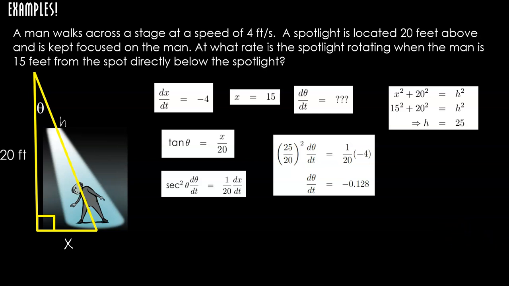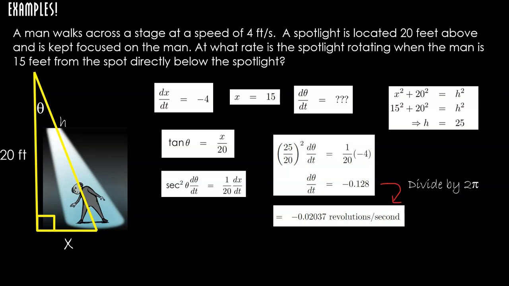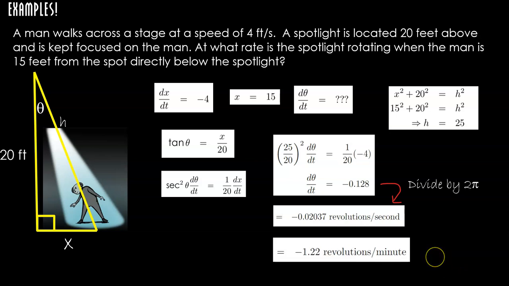So let's figure out what that is in terms of revolutions. Well, there are 2 pi radians in a revolution. So if I divide this by 2 pi, I get negative 0.02037 revolutions per second. Not enough to wrap my head around. Let's try how much it would be per minute. So I multiply by 60. That makes more sense to me. I have negative 1.22 revolutions per minute. Negative just means going clockwise, and about 1 1/4 revolutions every minute. So that's how fast the spotlight is rotating when the man is 15 feet from directly below the spotlight.